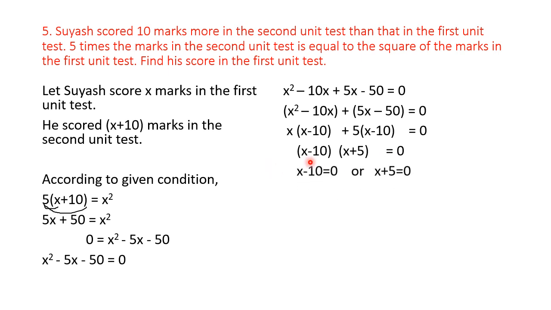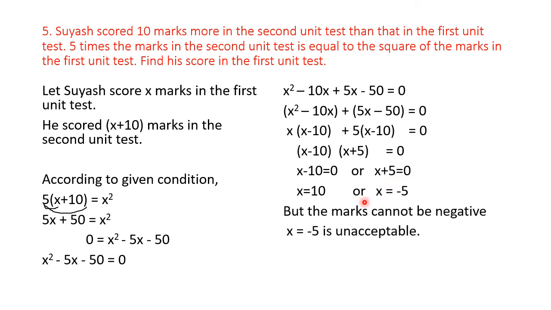So in the next step, one bracket is x minus 10, another bracket is x plus 5. Now in the next one, we write down x minus 10 is equal to 0, or x plus 5 is equal to 0. Now x minus 10, this minus 10 will go here, it will become plus 10, and plus 5 will go on the other side, it will become minus 5. Yeah, but marks will not be considered negative here, because they have not mentioned anything in that case. So we'll say that x is equal to minus 5 is unacceptable, x is equal to 10 is the correct answer. Yeah, so that is the marks scored in the first unit test. We had considered x as the marks in the first unit test, so Suyash scored 10 marks in the first unit test.